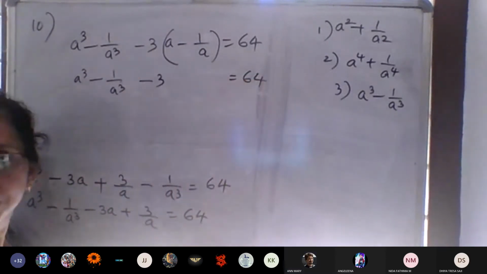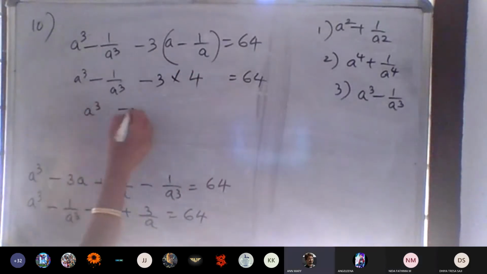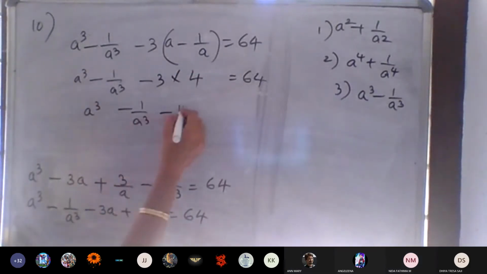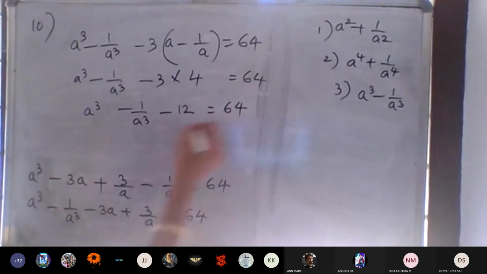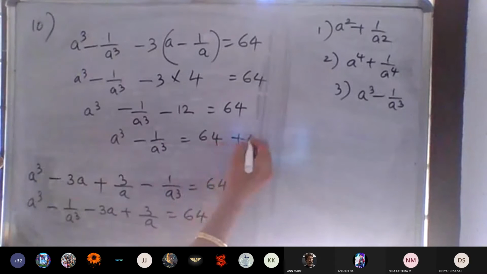What is that? 3 into 4, into 4. a cube minus 1 by a cube minus 4 3s are 12 is equal to 64. So a cube minus 1 by a cube is equal to 64 plus 12.